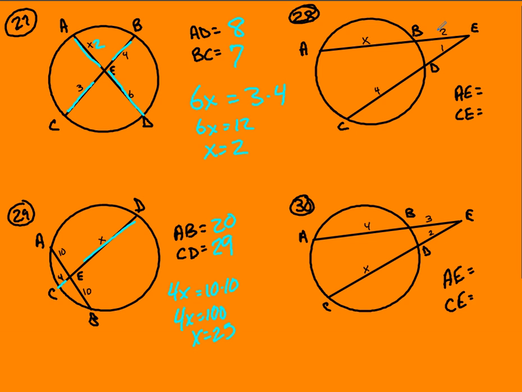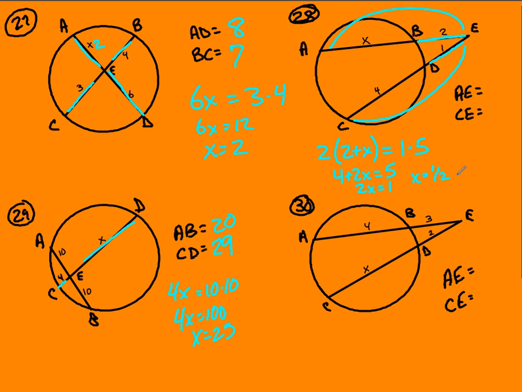Now, for the ones with the secants, it's a little bit tougher. We always say we need the little piece on the outside and the whole big piece, and then the little piece and the whole big piece. So for the top part, I have 2 for the little piece, and the whole big piece would be 2 plus x. For the bottom part, it would be 1 for the little piece, and then 1 plus 4, which is 5 for the big piece. Now I just distribute. I get 4 plus 2x will equal 1 times 5, which is 5. That means 2x equals 1, or x equals 1/2 as my answer.